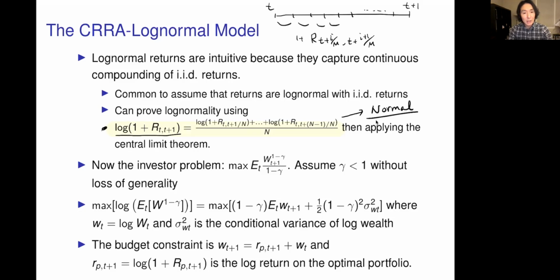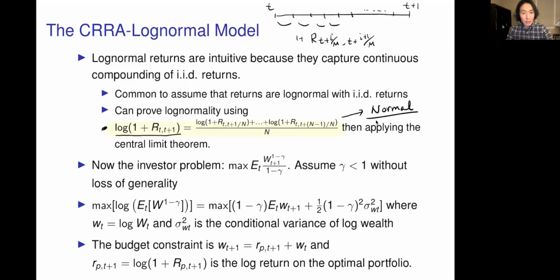In other words, because this one period return can be decomposed into the sum of these small log normal variables and divide by n. In other words, this one period return is simply the average of these small continuously compounded returns. Okay? Therefore, by the central limit theorem, the log returns become a normally distributed random variable. Okay? 따라서 log normal return이 intuitively 이렇게 좋은 점들이 있어요.